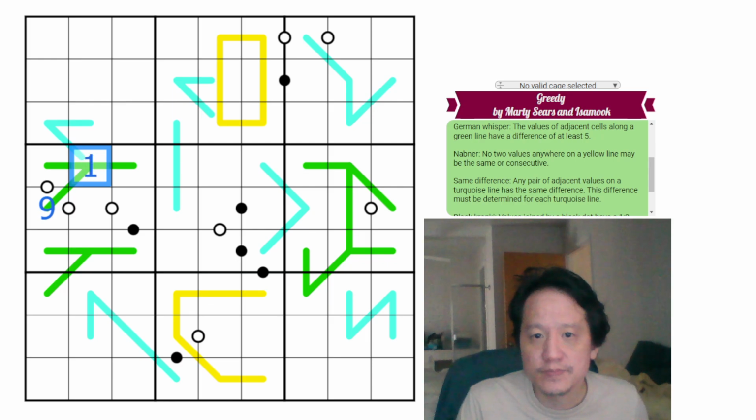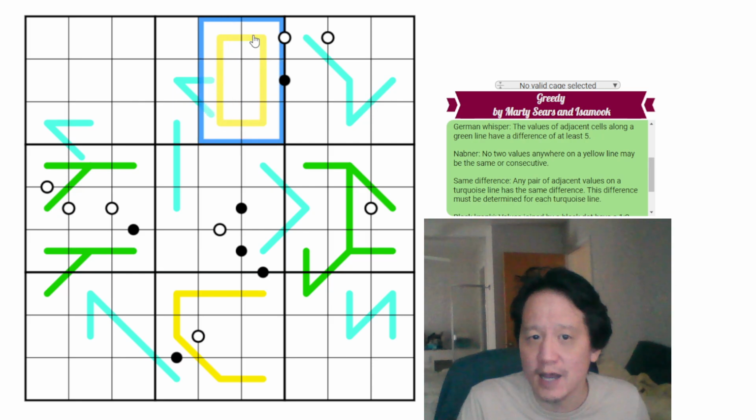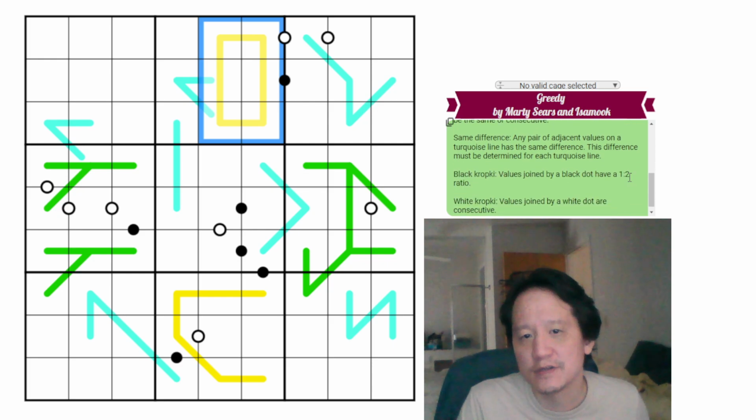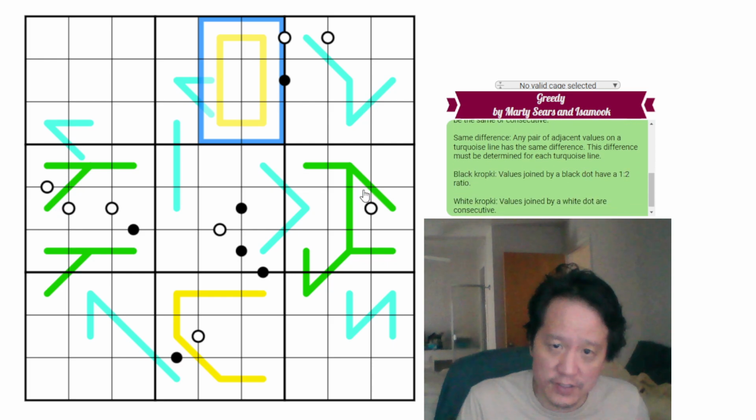Nabner. No two values anywhere on a yellow line may be the same or consecutive. So for all these digits in this Nabner line, they cannot be the same or consecutive. That's actually very important.